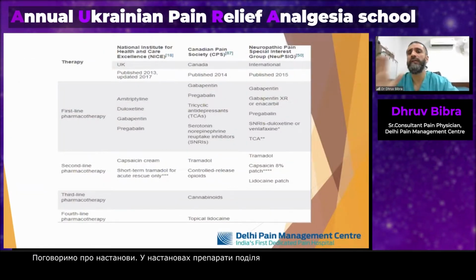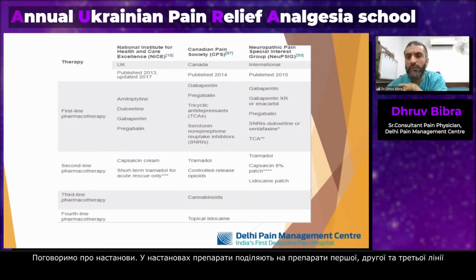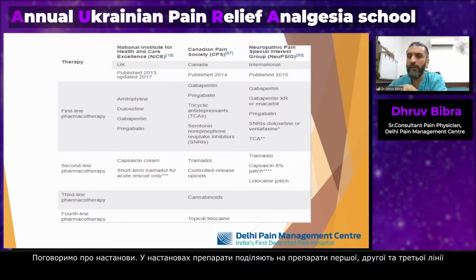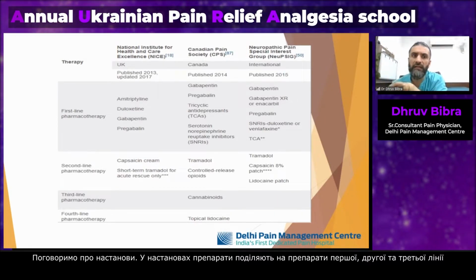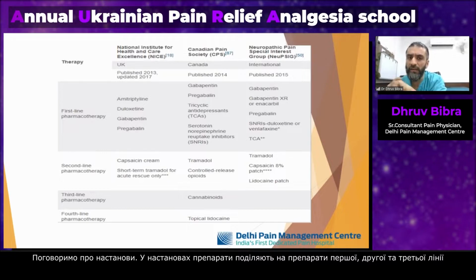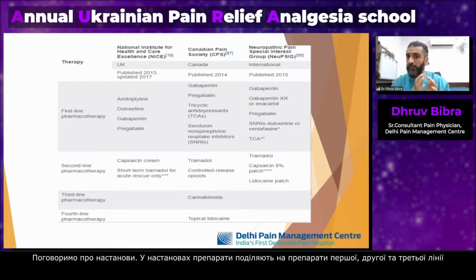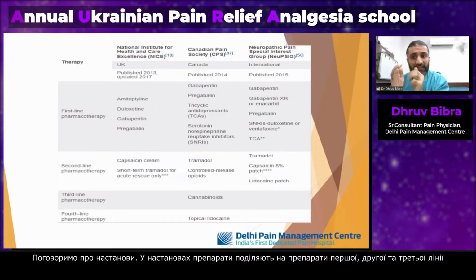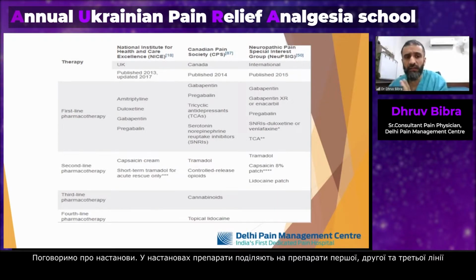Now let us talk about the guidelines. When we talk about the neuropathic agents guidelines, basically what they have done is divide the drugs into the first line, the second line, and the third line.